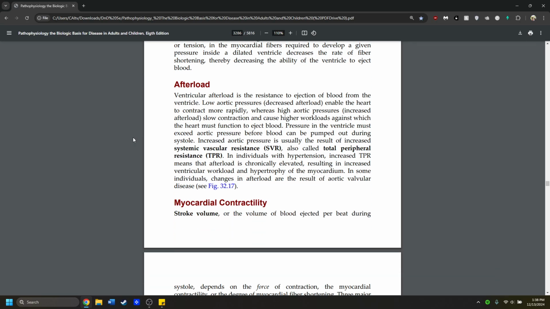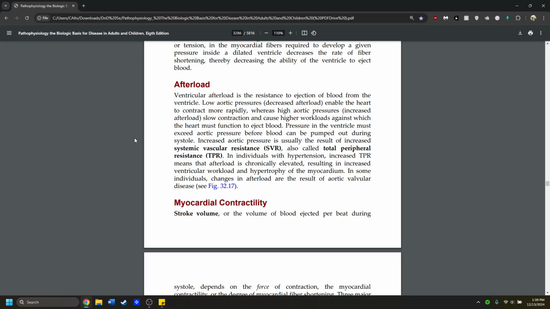That leaves us with afterload. Ventricular afterload is the resistance to ejection of blood from the ventricle. Low aortic pressures, or decreased afterload, enable the heart to contract more rapidly, whereas high aortic pressure, increased afterload, slows contraction and causes higher workloads against which the heart must function to eject blood. Pressure in the ventricle must exceed aortic pressure before blood can be pumped out during systole.